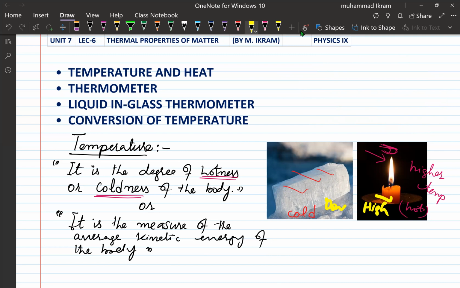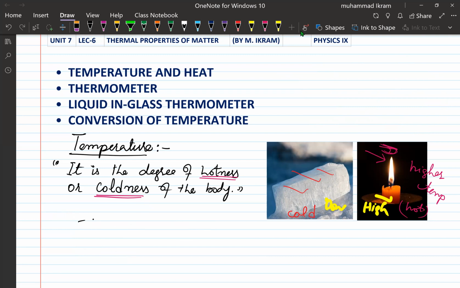Now, measuring the temperature: how can we measure the temperature? First, why do we measure the temperature? Because of many reasons, right?